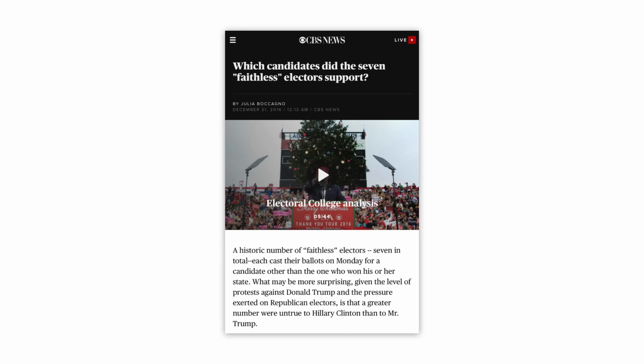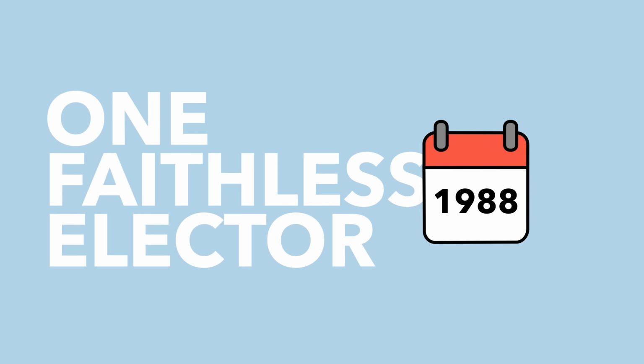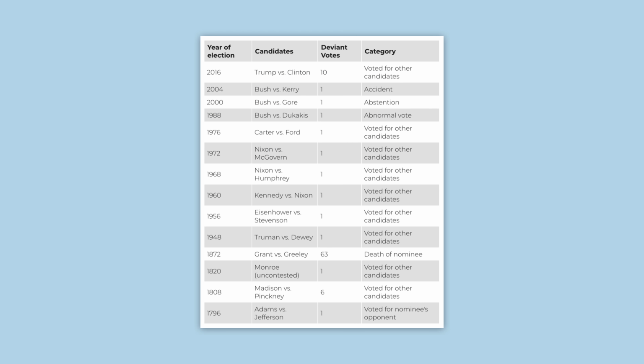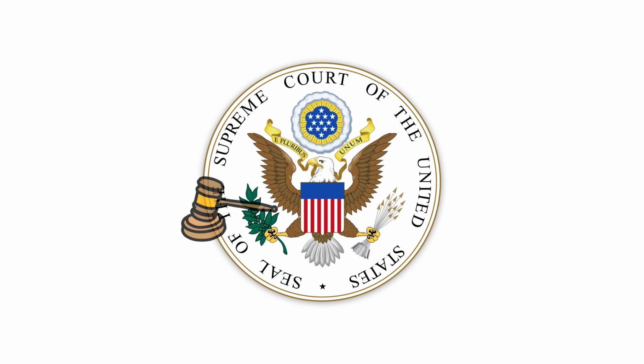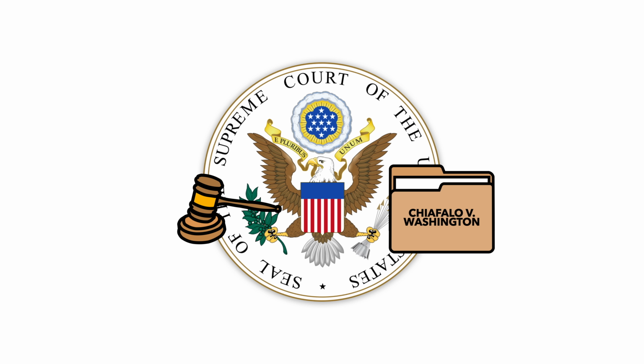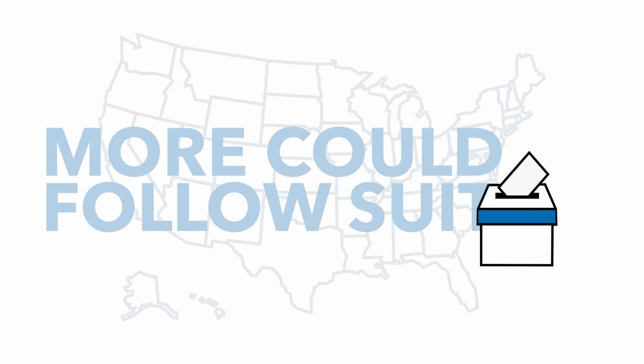In fact, before the 7 faithless electors in 2016, there had only been 1 faithless elector since 1988, which came in 2004, and that was likely an accident. It's also worth noting that in June the Supreme Court ruled unanimously in Chiefalo v. Washington that states do have the right to bind electors to the popular vote winner of their state. As a result, we could see more states enacting laws which require electors to vote with the state's popular vote.